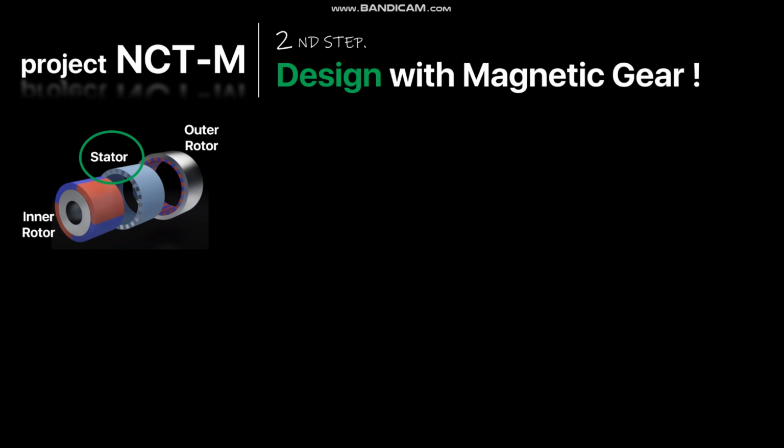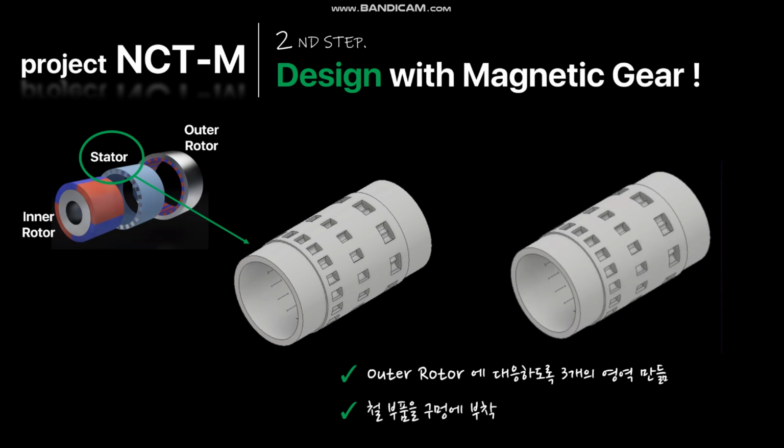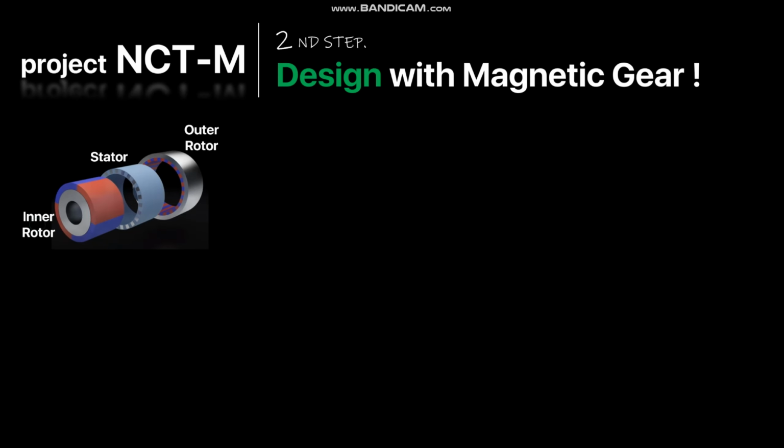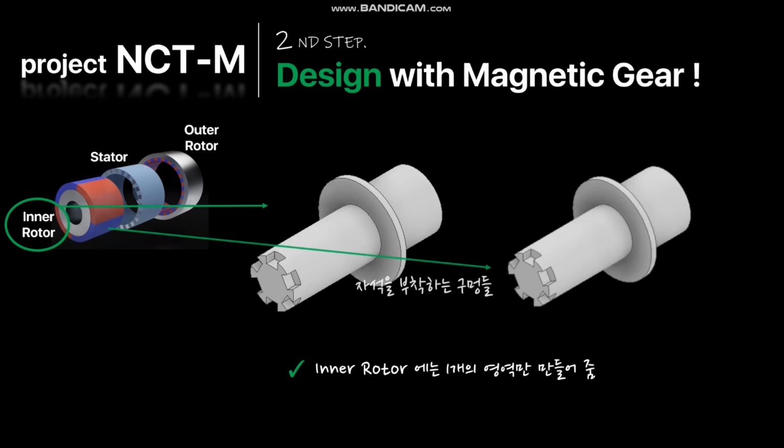Next is stator. Also, we prepared 3 different areas to match with outer rotor set. Here, we attach steel pieces instead of magnets. For inner rotor, we only make one whole area. It means inner rotor is having only one magnet area. With this design, we can achieve the function of transmission system.